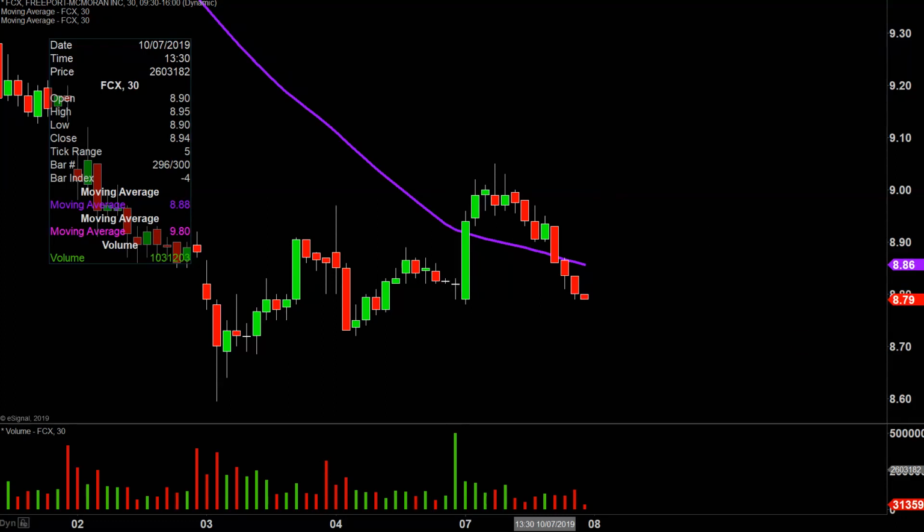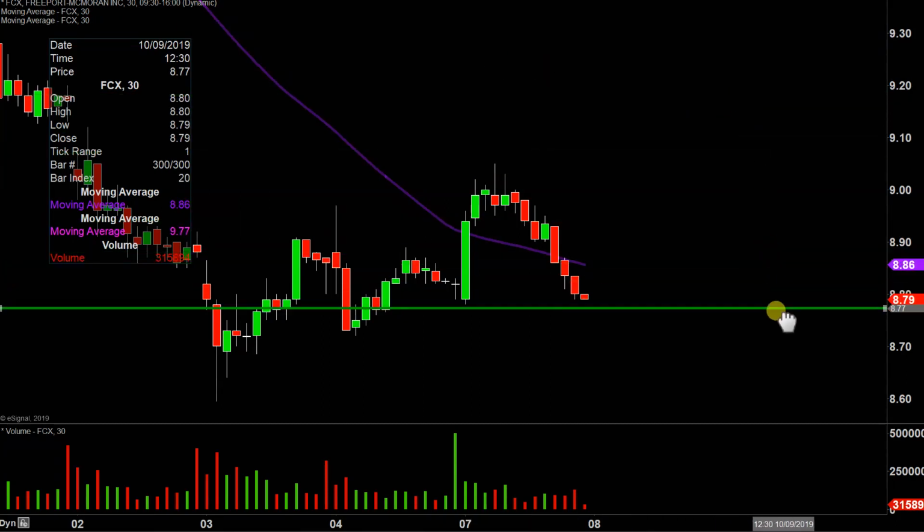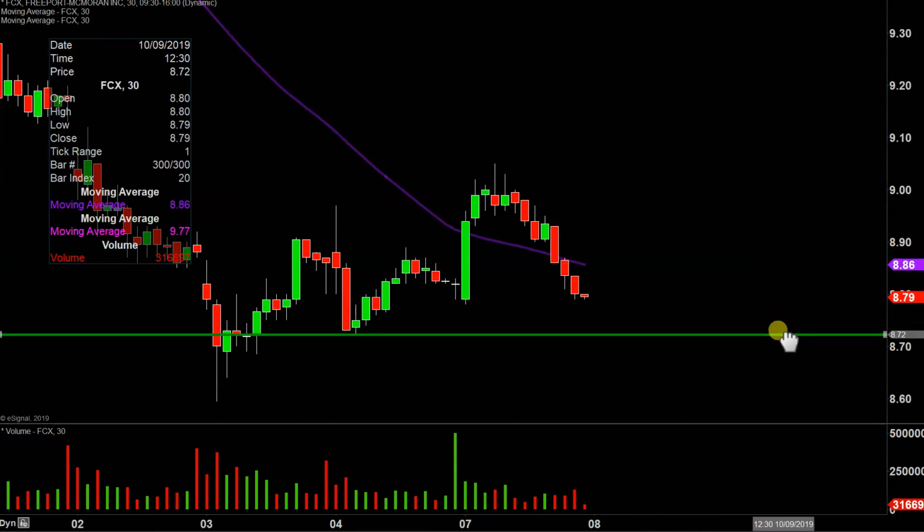Pretty rough day today. Things started off very, very nicely. Price absolutely exploded upwards and then gave all those gains back. And now the chart is starting to sit at some pretty interesting territories. The main level to watch going forward, in my opinion at least, is down here at $8.72. Why is $8.72 important?